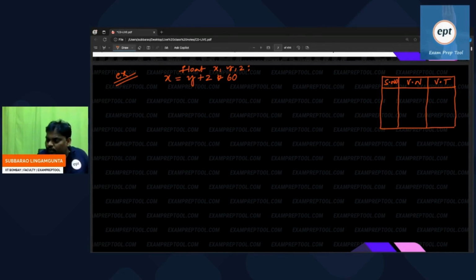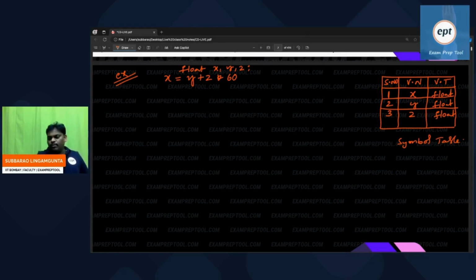So see this one, everyone. Serial number 1, variable is X, type float. Serial number 2, variable name is Y, type is float. Next one, variable name is Z, type is float. Now some people are asking, sir, what is the name of these tables? It is the symbol table. This is called the symbol table.